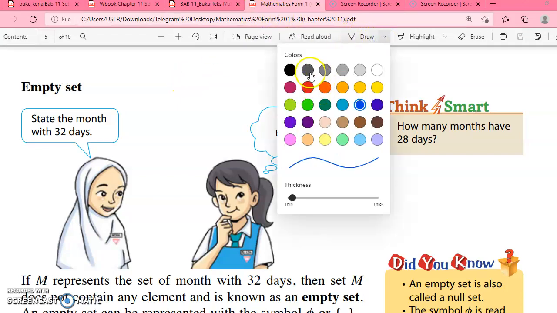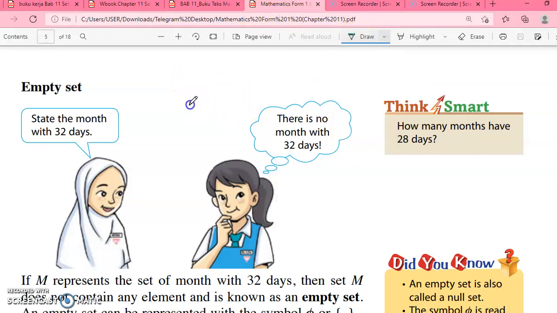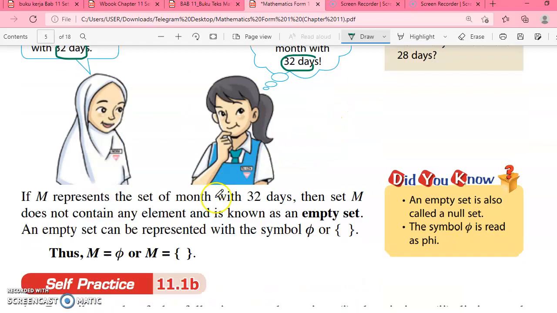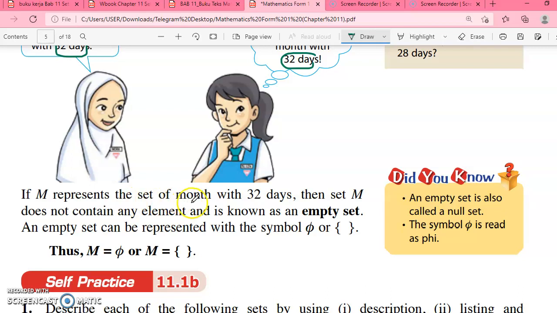Next, we need to know what is an empty set. Set of the months with 32 days. There is no month with 32 days. If M represents the set of months with 32 days, that means M is the empty set. An empty set is also called a null set.